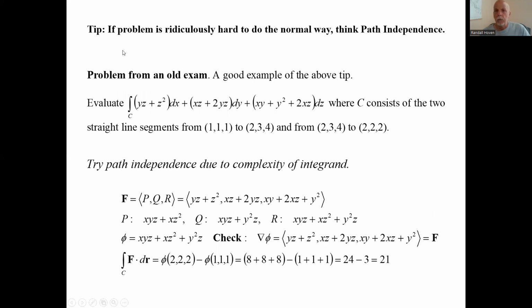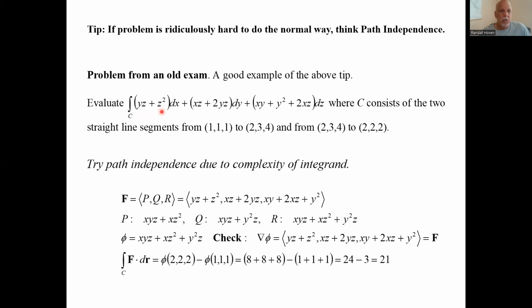At least in my course, one way to think about path independence is if the problem looks ridiculously hard if you try to do it the normal way. And here's an example I put on one of my exams. Evaluate this work integral, where the path consists of these two straight line segments. If you tried to do it the normal way, it would get way tedious and seemingly out of hand. So just hope it's path independence.